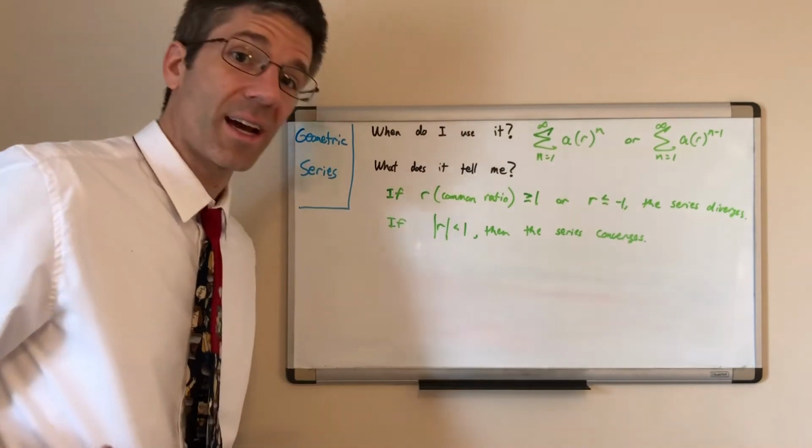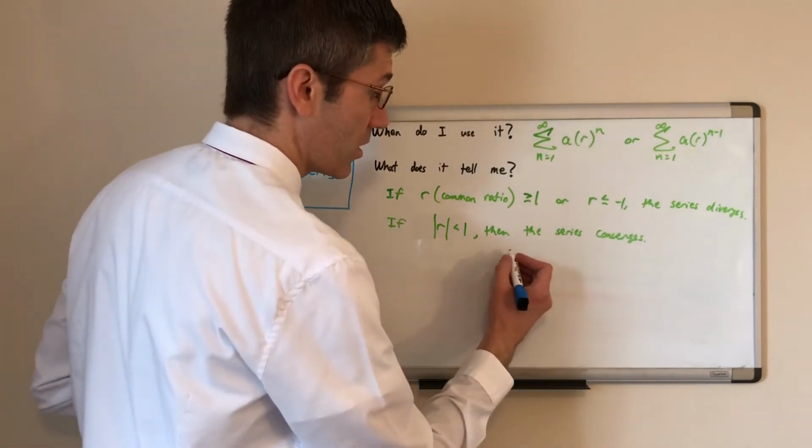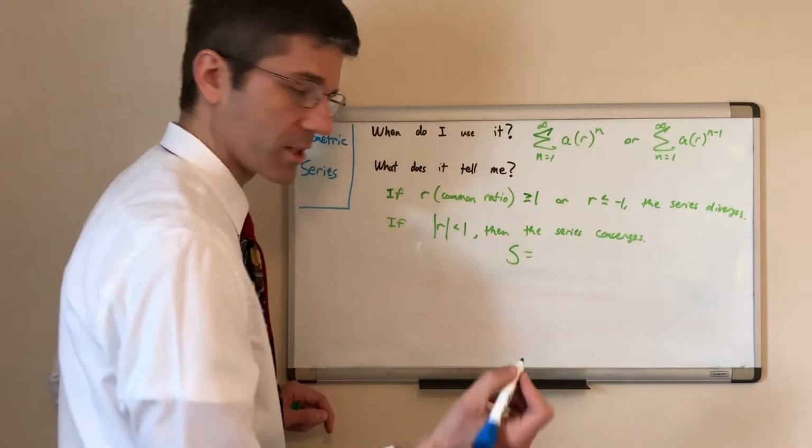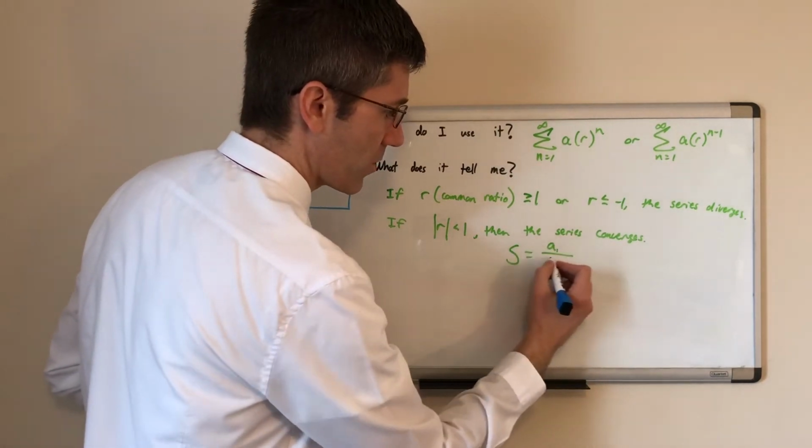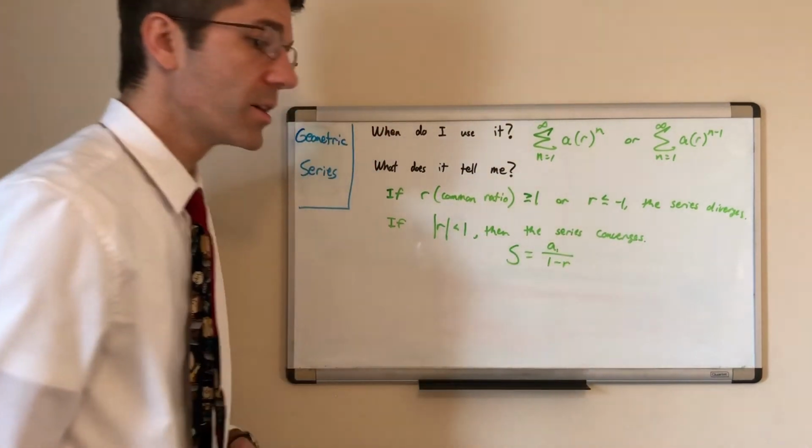Well, actually in this case, I can tell you what it converges to. It converges to this number right here. We'll call it S for sum. And that would be the first term divided by 1 minus r. There we go. So let's do a couple examples.